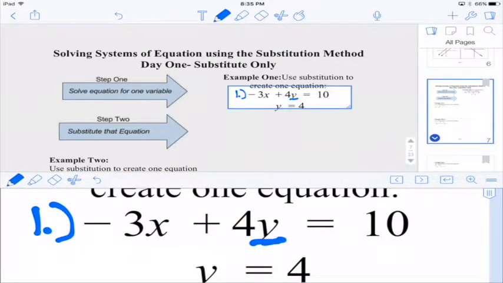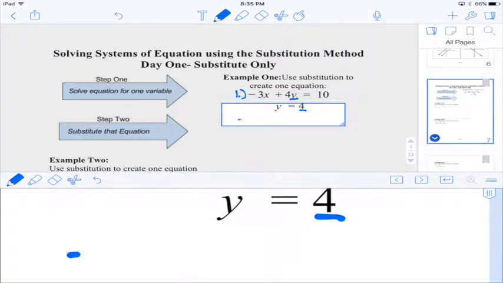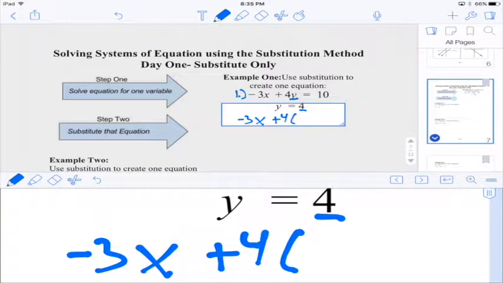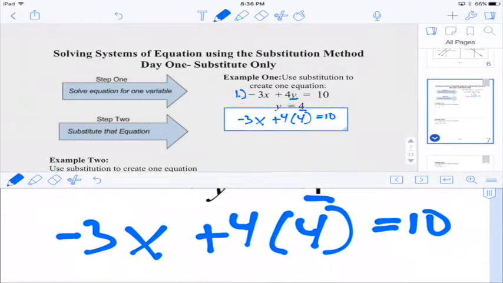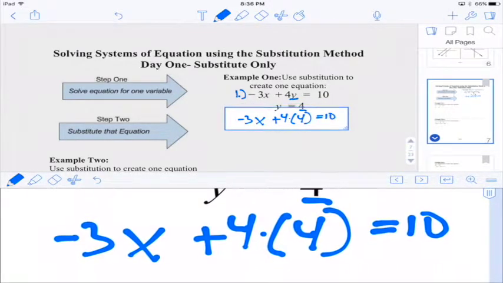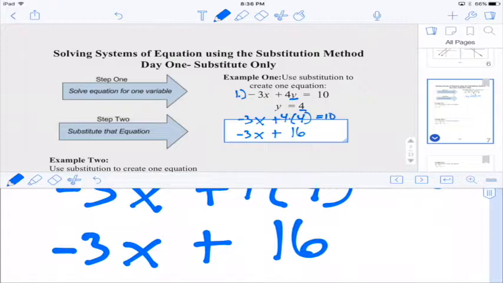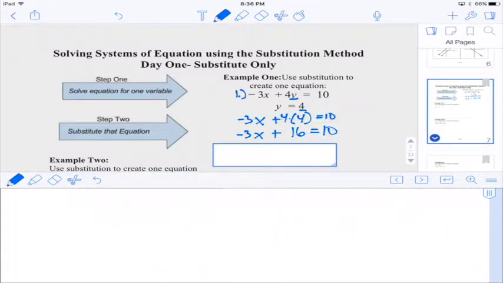y value with 4. So I'm going to do negative 3x plus 4, replacing y with 4 just like that. Okay, I'm going to do a little more. I can do 4 times 4 right there to simplify it a little bit, and that will be it. 4 times 4 is 16 equals 10. All right, that's all we're doing today. This is going to set us up for the future.